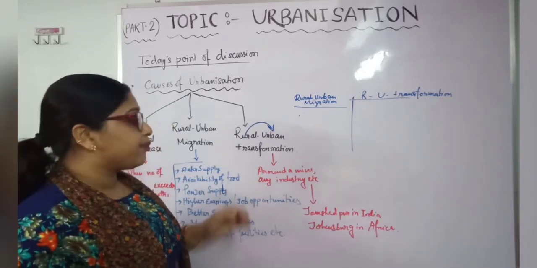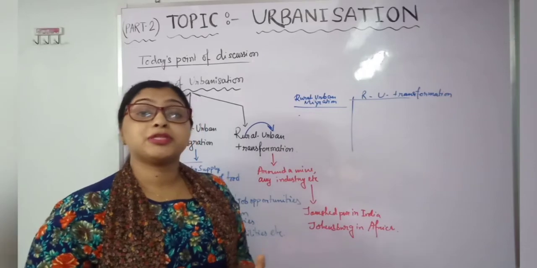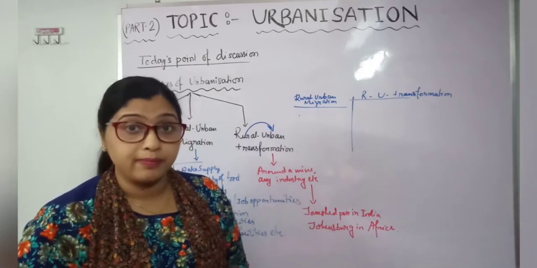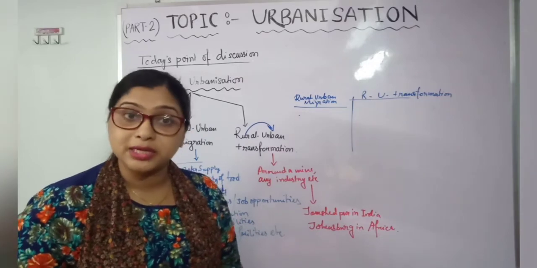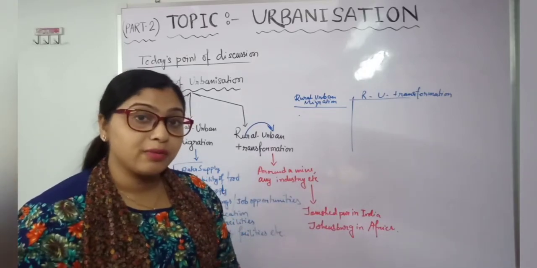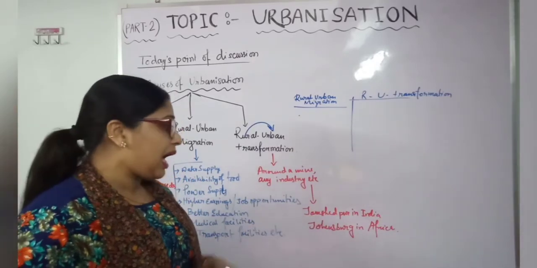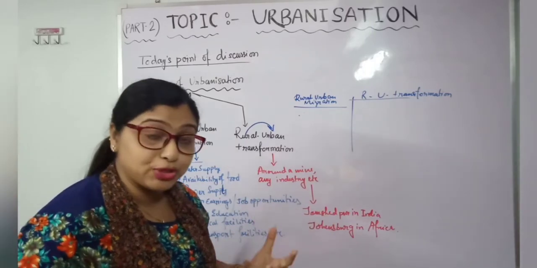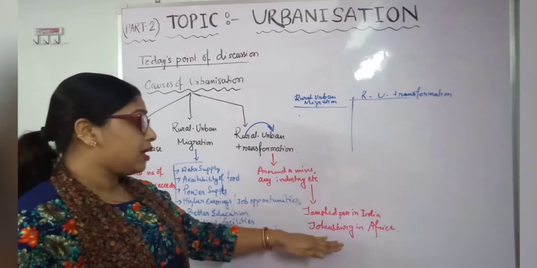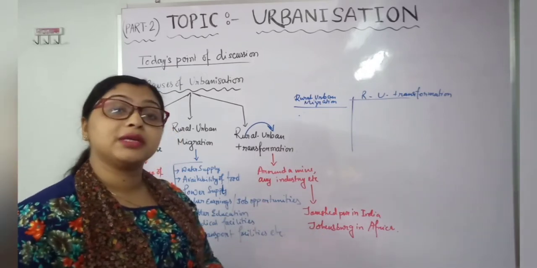I am giving some examples. You can see Jamshedpur in India, a very popular city famous for its steel plant. Near Jamshedpur there was an iron ore mine. People started to settle around this iron ore mine, and then gradually industries were also set up there. Jamshedji Tata first introduced TISCO, Tata Iron and Steel Company, and then gradually Jamshedpur developed and became one of the famous and popular cities of India. Johannesburg in Africa, around the gold mine, in the same way became another popular city.